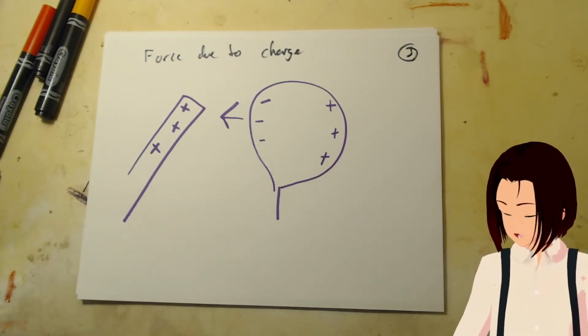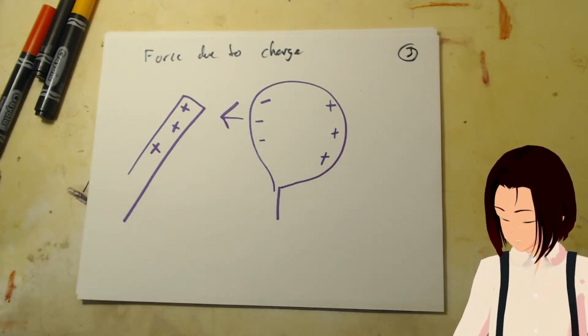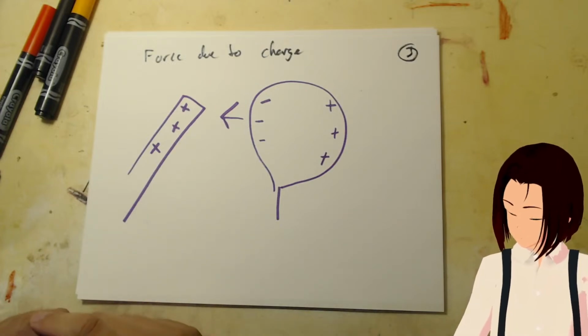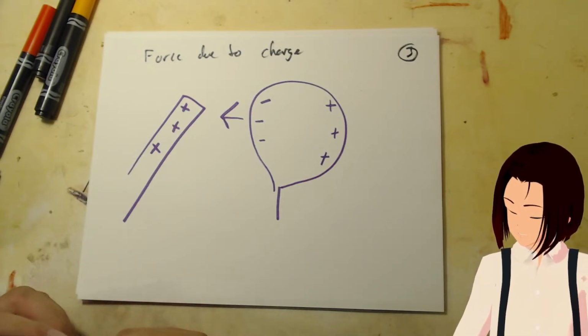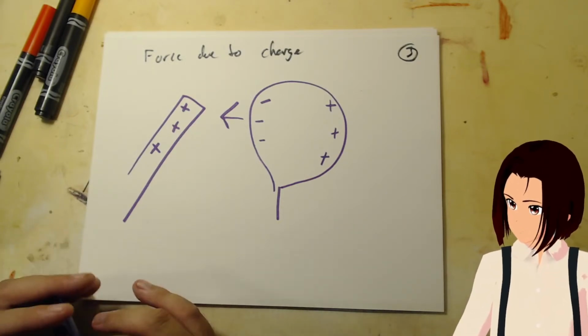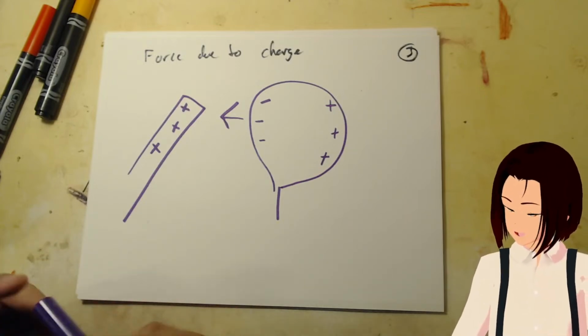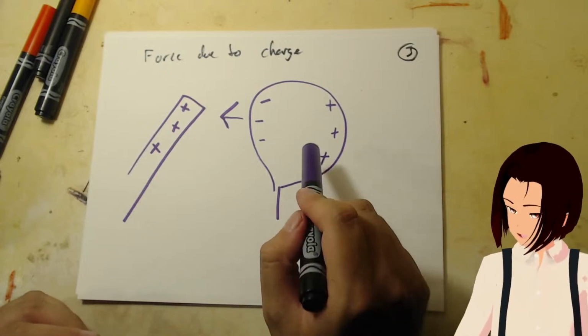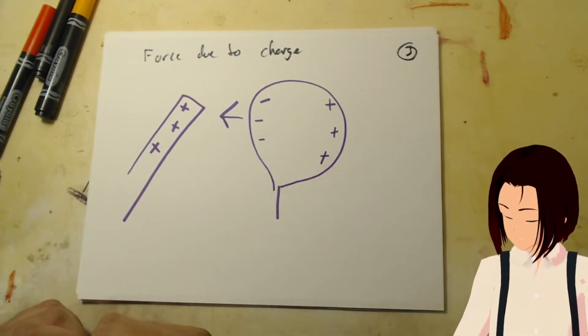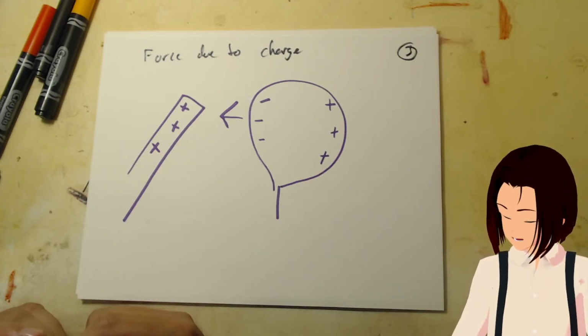So let's do force due to charge. I'm going to show you force due to charge. So roughly speaking, a conductor has a small fraction of its electrons not bound to atoms. That's one of the great things about a conductor. And the electrons can move around in the conductor, like on this balloon. So this is something called electric induction.